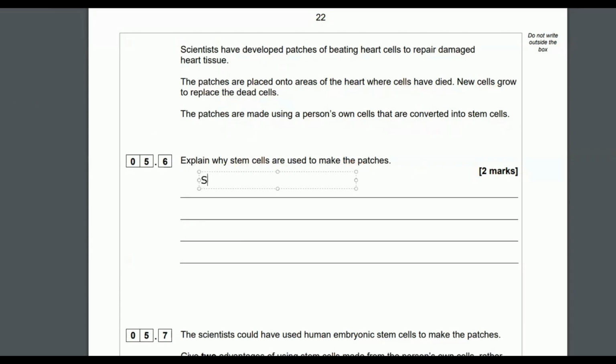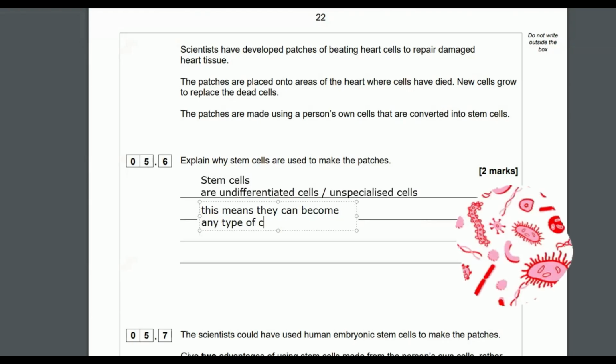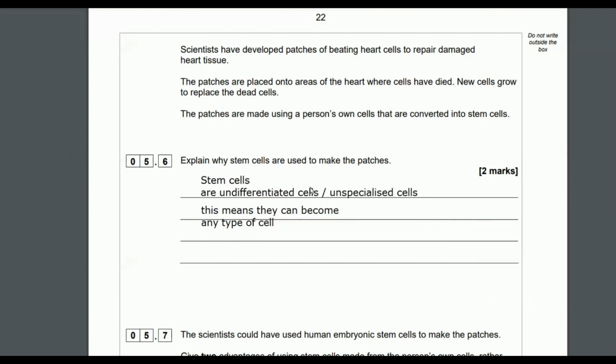So what we want to say about stem cells, think about the keywords linked with stem cells. Stem cells are undifferentiated cells. You can say unspecialized cells, or you can say they're not differentiated or not specialized. This means they can become any type of cell. They can specialize and become any type of specialized cell, and that is going to get some marks. So we've said what stem cells are and what they can do.